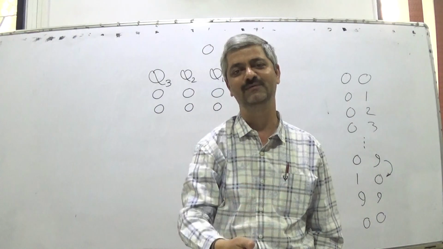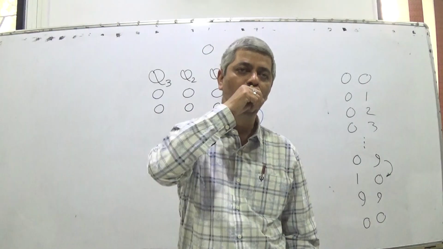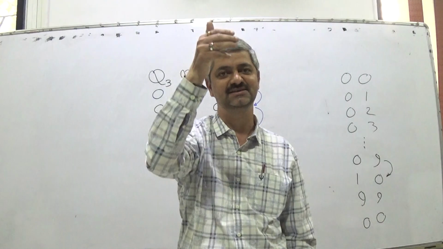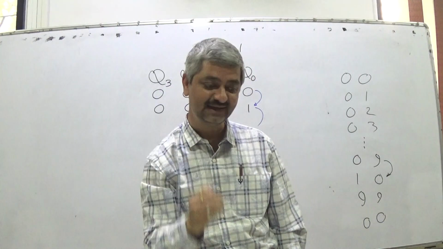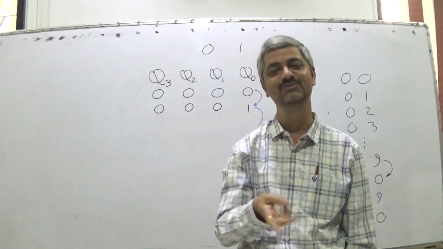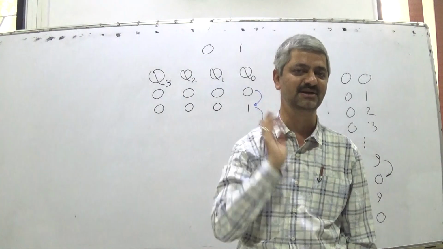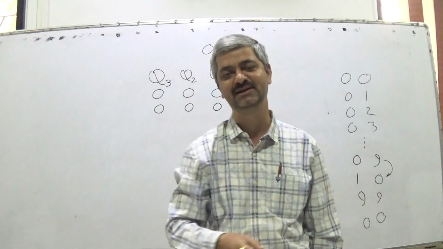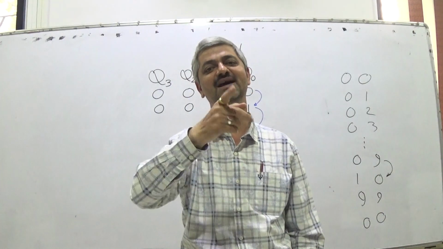Then 1, 2, 3, 4, 5, 6, 7, 8, 9, then 0. And if you count down, then 9, 8, 7, 6, 5, 4, 3, 2, 1, 0, 9, 8, like that. So up counting and down counting are two different processes for one digit, if the digit is a decimal digit. But in case of a binary bit, 0 to 1, 1 to 0, 0 to 1, 1 to 0. So both are the same.